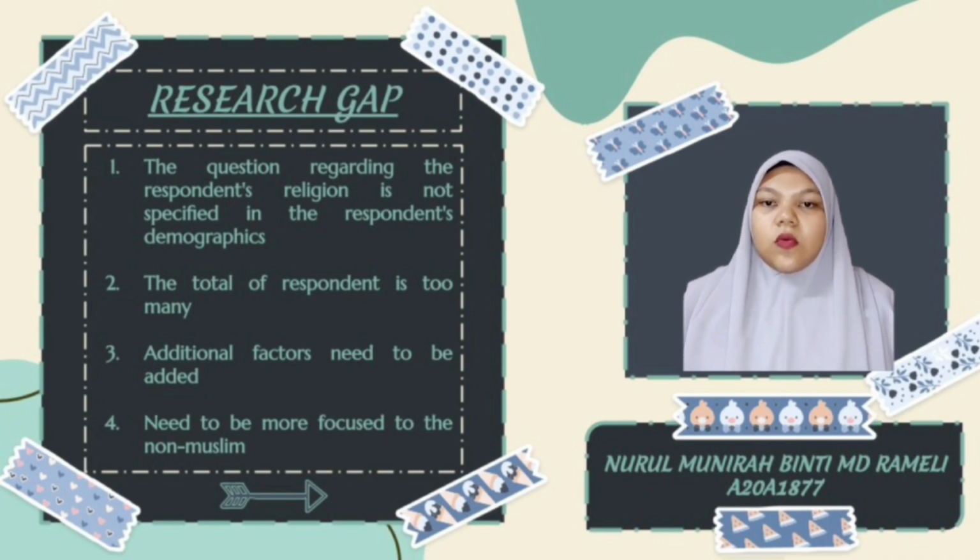The research gap number 2 was that the total number of respondents that they got is too many. I would like to say that 100 respondents is enough. If there are too many respondents, the possibility of wrong data is high and it will make it difficult to analyze. So, for the future research, they need to minimize the total number of respondents.